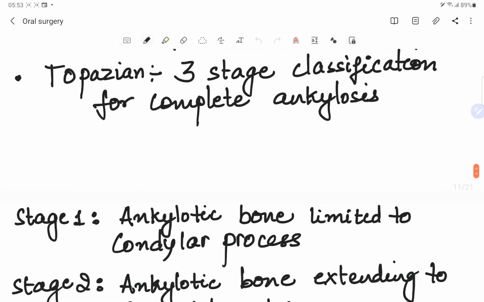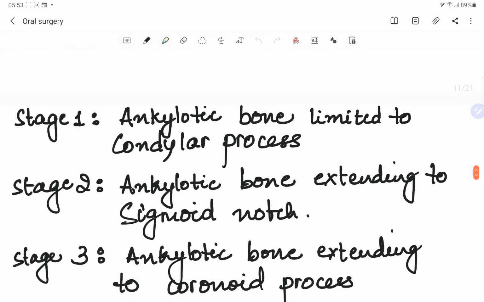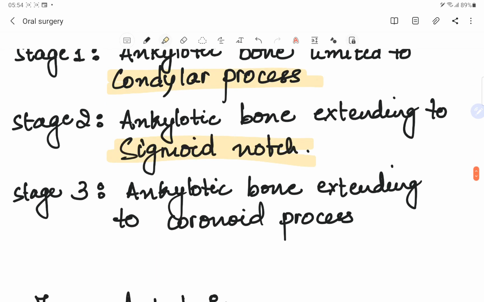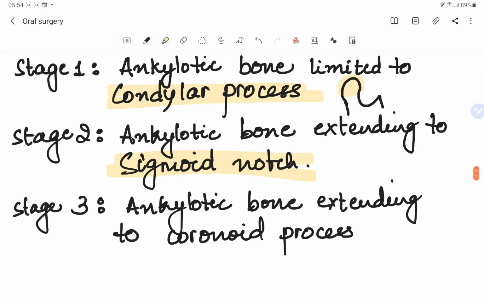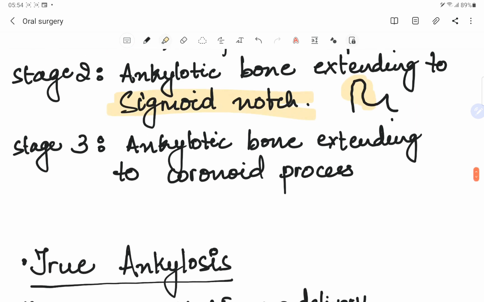So, Topazian gave 3 stages. The first one is when it is limited to the condylar process, that is stage 1. When it reaches up till the sigmoid notch, then it is stage 2. So, let us just mark it. When it is limited to the condylar process, that is stage 1. Stage 2 is when it is up till the sigmoid notch. Stage 3 is when the ankylosis is up till the coronoid process. So, that will be stage 3.